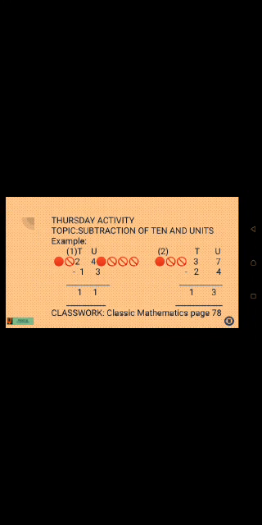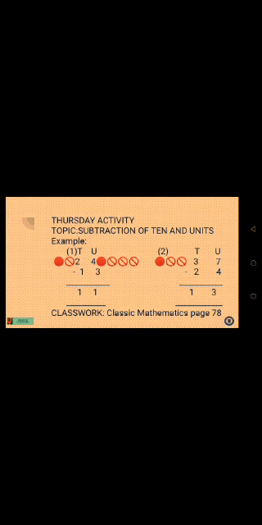Then let's move to example 2. Under the unit we have 7 take away 4. What are we going to do? Let's count our 7 together. 1, 2, 3, 4, 5, 6, 7. What are we going to do? We'll take away how many? 4. Now let's cancel 4. Let's do that together. 1, 2, 3, 4. How many do you have left? Let's count what we have left. 1, 2, 3. Very good. You come down and write your 3.